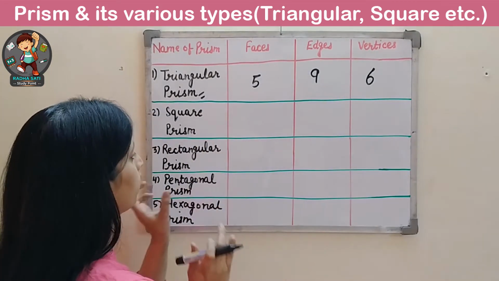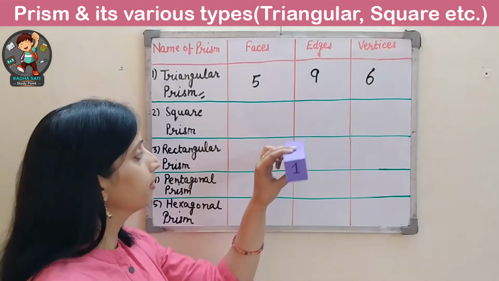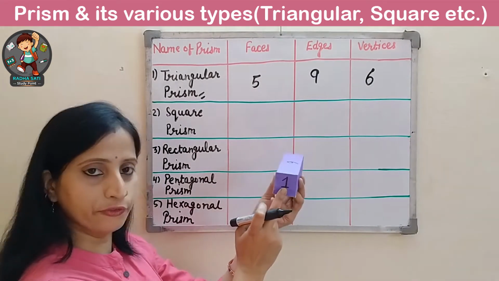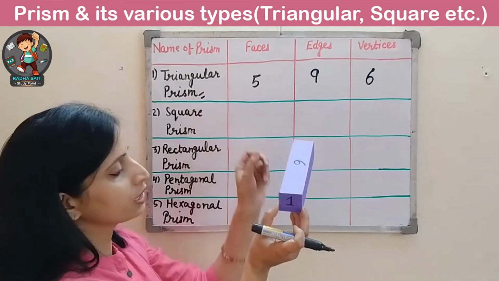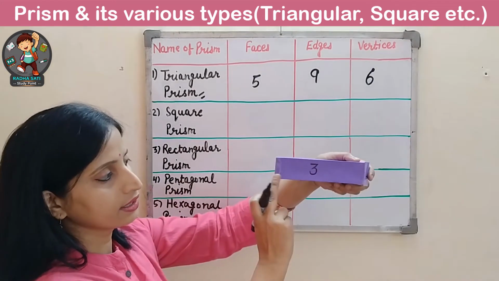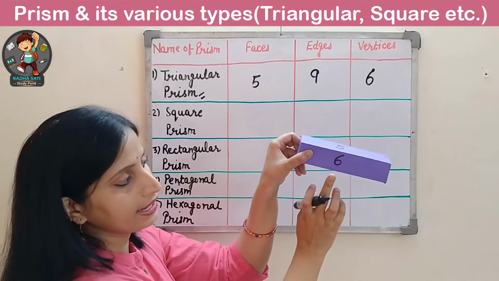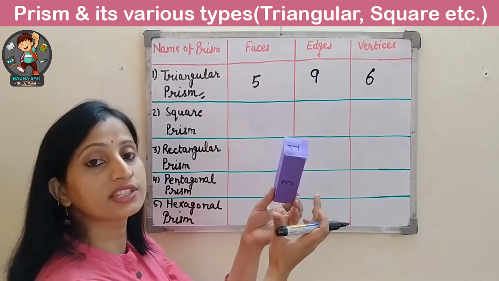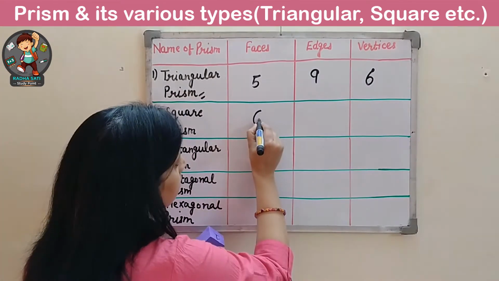Now the second type of prism is the square prism. This is a square prism which I prepared. In a square prism, the bases, the top and the bottom faces, are in the shape of a square. So the number of faces will be 1, 2, then 3, 4, 5 and 6. Two faces are square in shape and the other 4 side faces are rectangular in shape. So how many faces? 6.